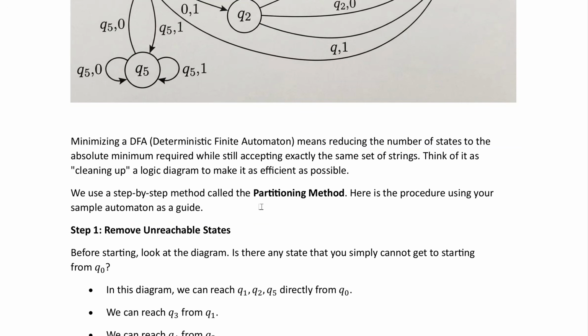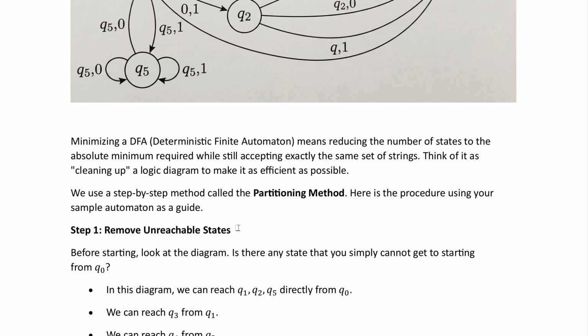So there are some steps. There is a method called the partitioning method for minimizing an automata. Minimizing an automata, or minimizing a DFA, means reducing the number of states. Minimizing means we have to reduce the number of states to the absolute minimum required, as far as we can, while still accepting exactly the same set of strings. So when we reduce the number of states, we still accept the same strings, right? Think of it as cleaning up a logic diagram to make it as efficient as possible.